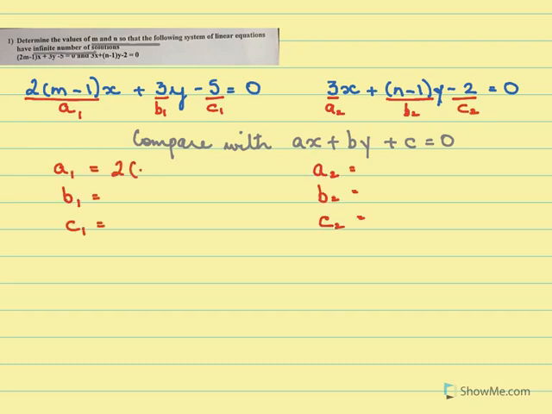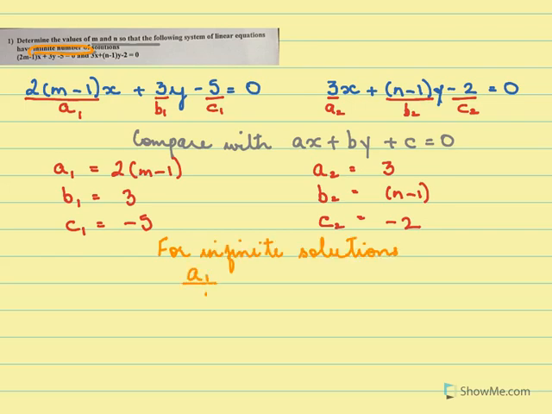So a1 is 2m minus 1, that's the coefficient of x. b1 is 3, c1 is minus 5. Here a2 is 3, coefficient of x. b2 is the coefficient of y, n minus 1. c2 is minus 2. Now the condition given here is infinite solutions. So for infinite solutions, our condition is a1 over a2 equals b1 over b2 equals c1 over c2.